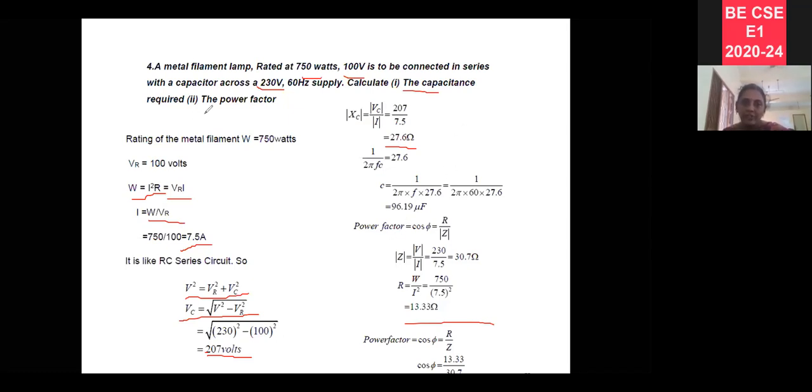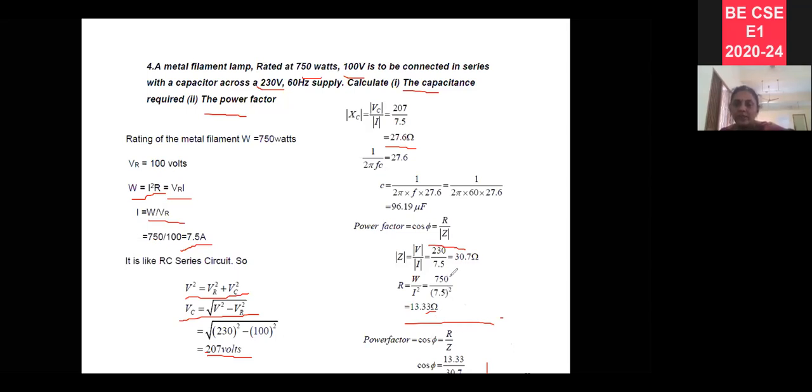Next, the power factor. Power factor is given by R by Z. You have to calculate the resistance value first. Resistance is equal to P by I square, or W by I square, so that will be 13.33. Resistance you can calculate by any other method also; whichever is easy for you. So resistance we have got as 13.33 ohms. So cos phi is equal to R by Z. Employ that formula and find the cos phi value. Cos phi is going to be 13.33 divided by 30.7.